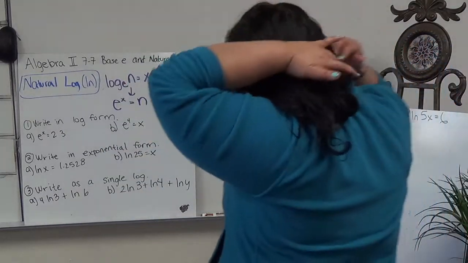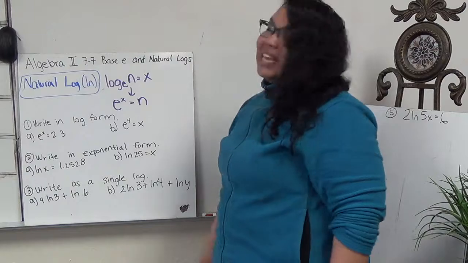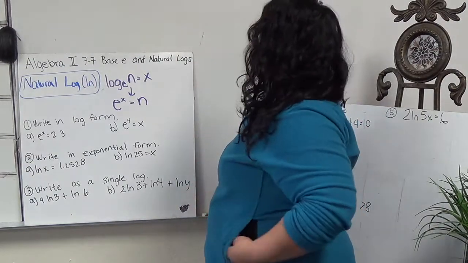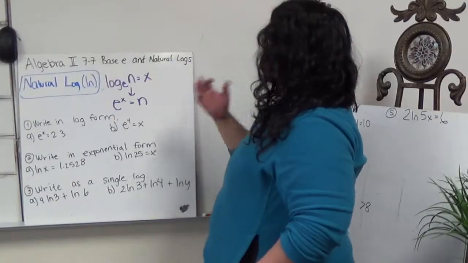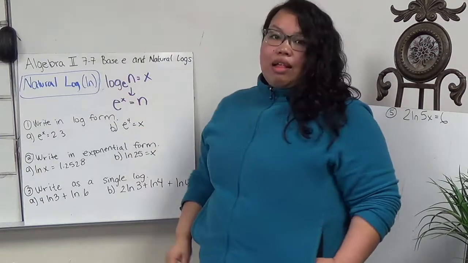In Algebra 2, section 7.7, we're dealing with now base e and natural logs. So last section was common logs, and now we're dealing with natural logs that are known as ln.